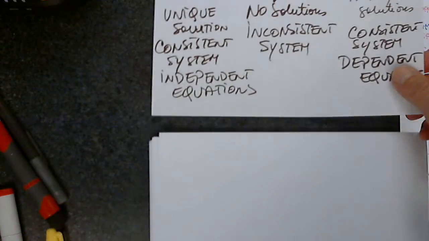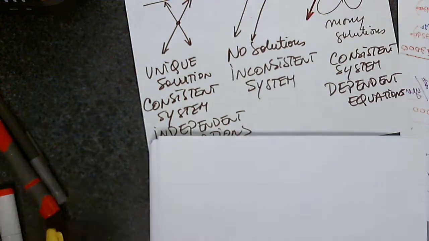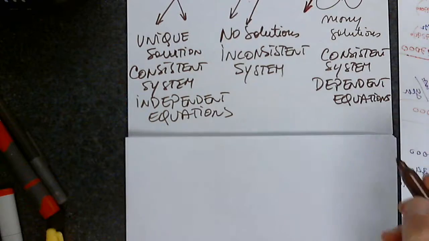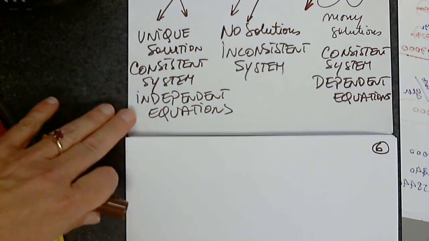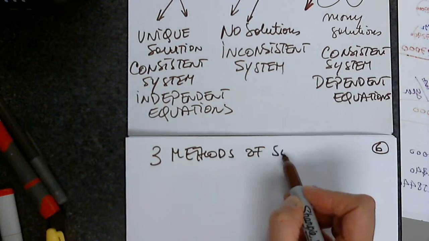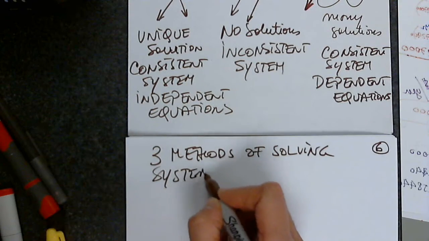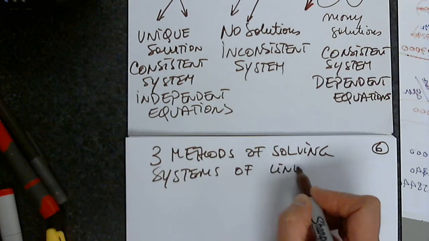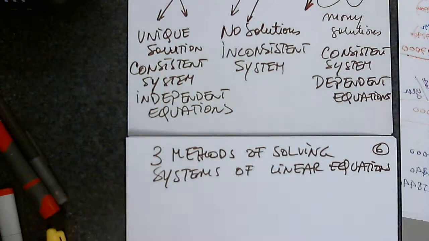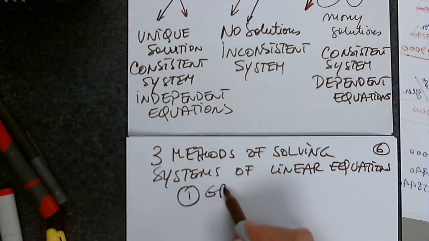So now let's talk about methods. There are many methods of solving systems, including computer algebra systems. We will look at 3 methods here, 3 methods of solving systems of linear equations. Number 1, graphing.